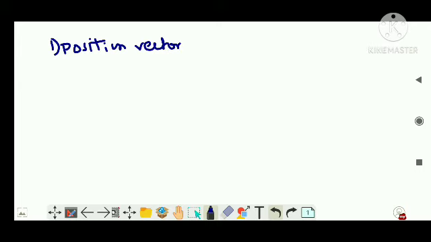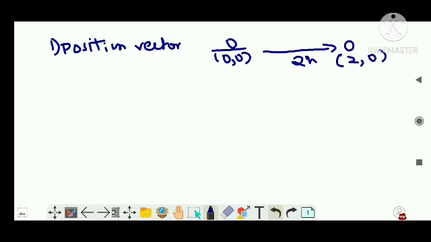Right. So what do you mean by position vector? See, when a body is moving on a plane, that body will have both x and y coordinates, right? So suppose an object was here, at the origin, so its position I will write in x, y coordinates, right? And when it moves from here to here, let's say 2 meters away, then I will write 2, 0 because it is not displaced in the y direction, right?